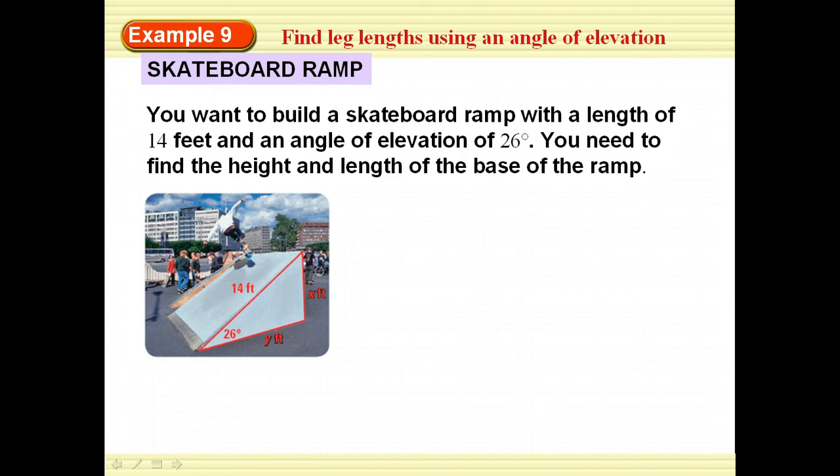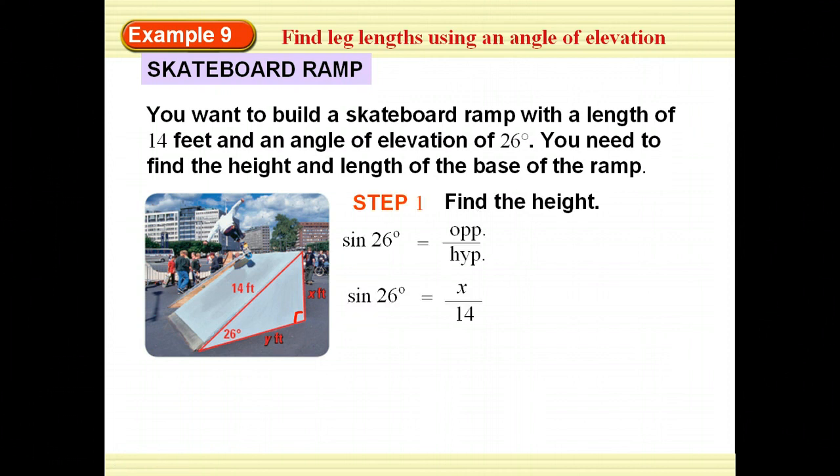A skateboard ramp. You want to build a skateboard ramp with a length of 14 feet, so the ramp itself is going to be 14 feet long. Notice that's giving us the hypotenuse, and the angle of elevation will be 26 degrees, and so I want to find the height of the ramp and the length. Let's start with the height. Since this is 26 degrees, the height is opposite. We know the hypotenuse, so we're going to find sine first. Sine of 26 degrees. When I punch in and solve, I get that it's about 6.1.